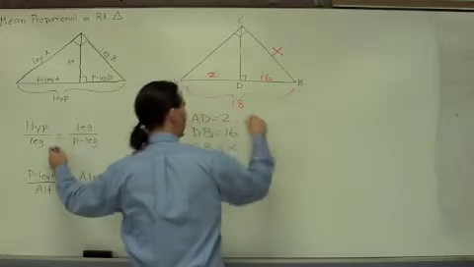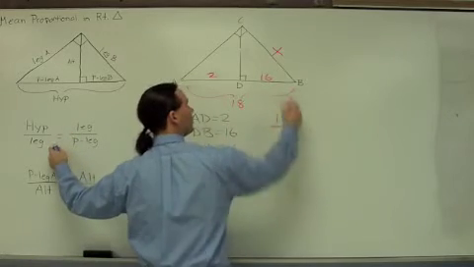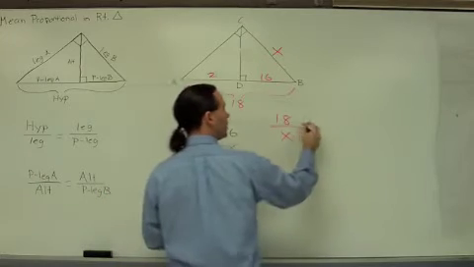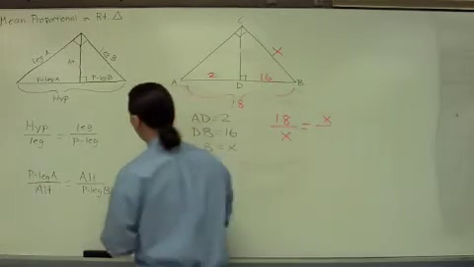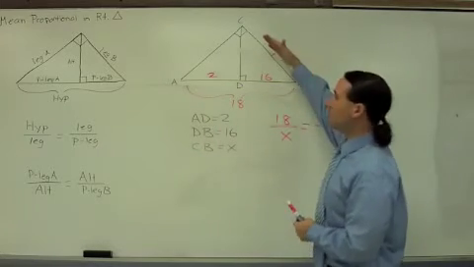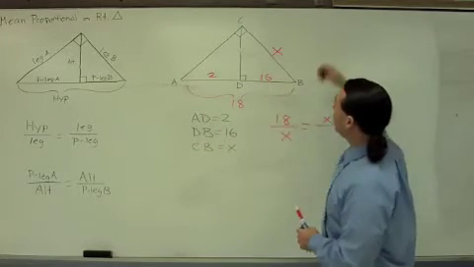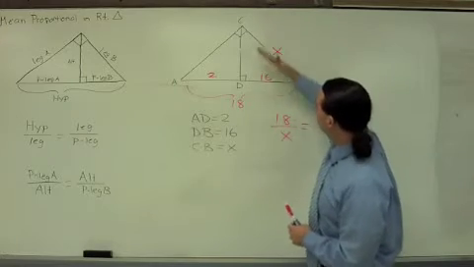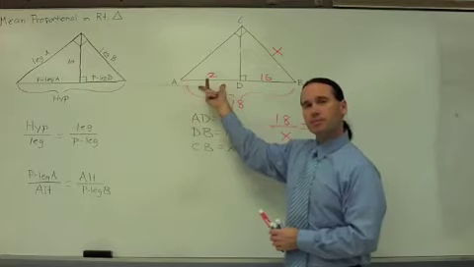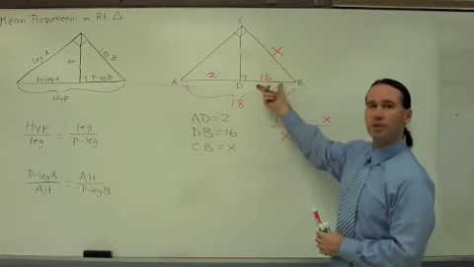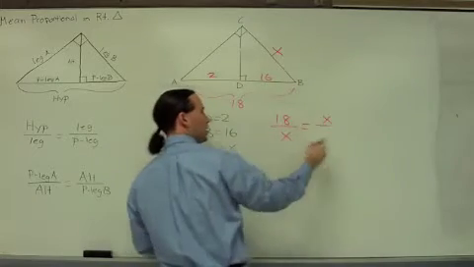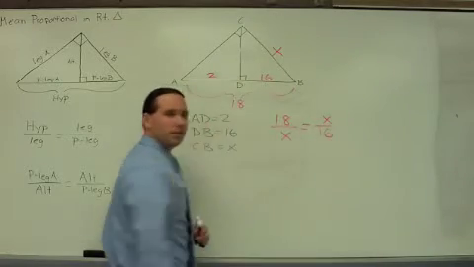Hypotenuse over leg. So 18 over, that's our leg, x. That's what we're looking for. That has to be equal to x over the leg over its projection. Now remember, projection is just if you shine the light down. So if you shine a light down above this side, is it going to cast a shadow here or over here? Over here. So 16 is the projection of x. So 18 over x is x over 16.